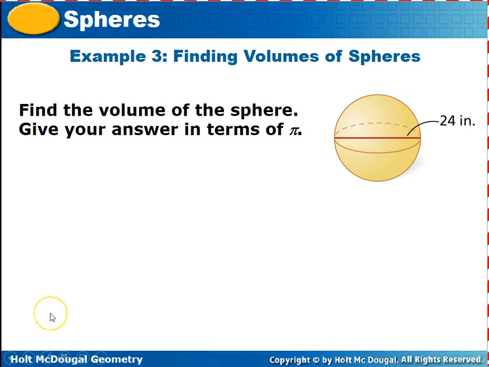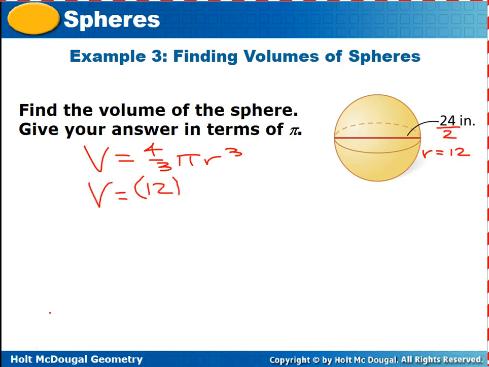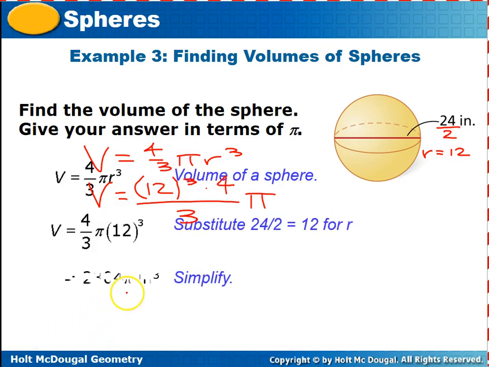Okay, so on this problem, the first thing we have to notice is we have a diameter here, and what we need is the radius, so we have to divide that by 2, so our radius is equal to 12. Once again, our volume is equal to 4/3 pi r cubed. I would cube that number first, so I do 12 cubed, multiply it times 4, divide it by 3, and then multiply that times pi. Our answer is 2,304 pi inches cubed.